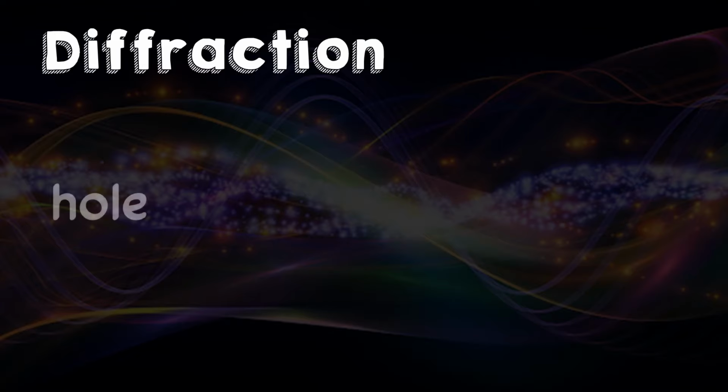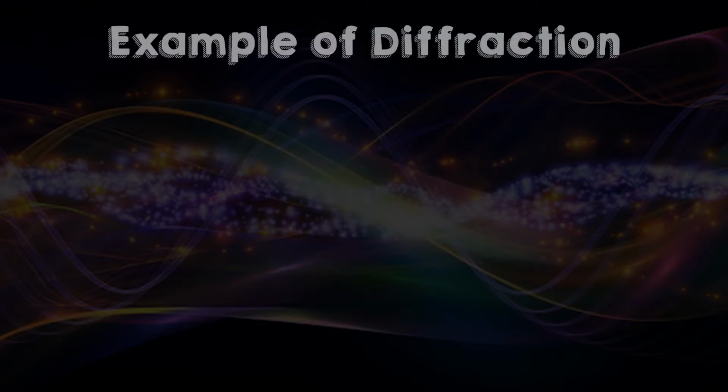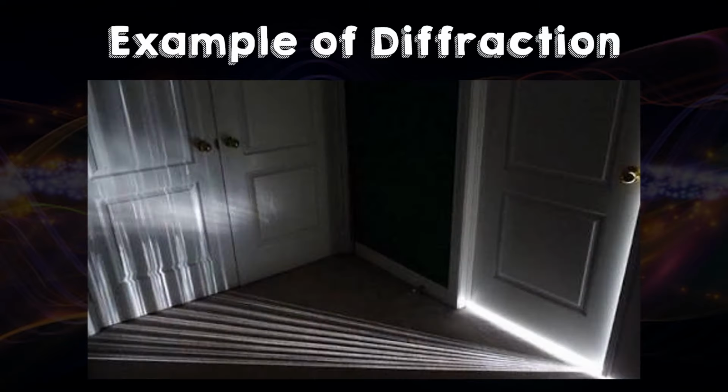Diffraction can also happen sa isang hole or aperture. In the picture, we can see the waves being diffracted. Larger openings produce less diffraction, while smaller openings produce more diffracted waves. A typical example of diffraction that we can see in our houses every day is this phenomenon. Light is diffracted as it passes through the edge of the door, producing diffracted waves.